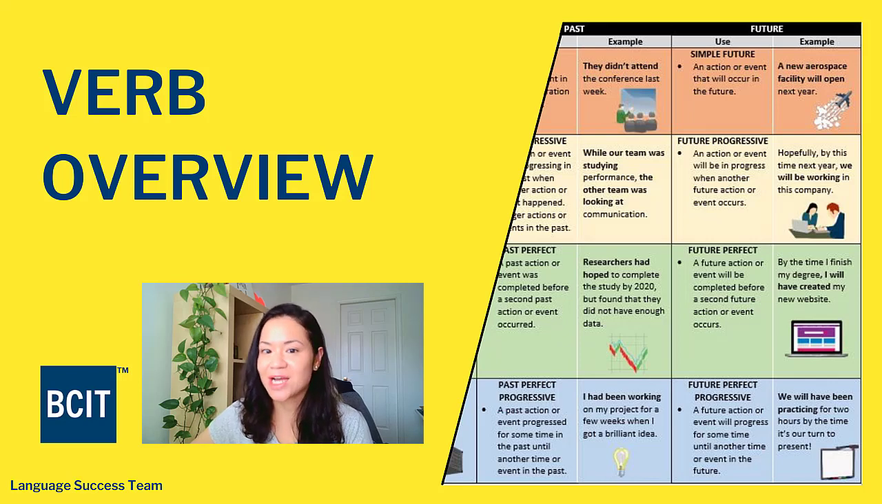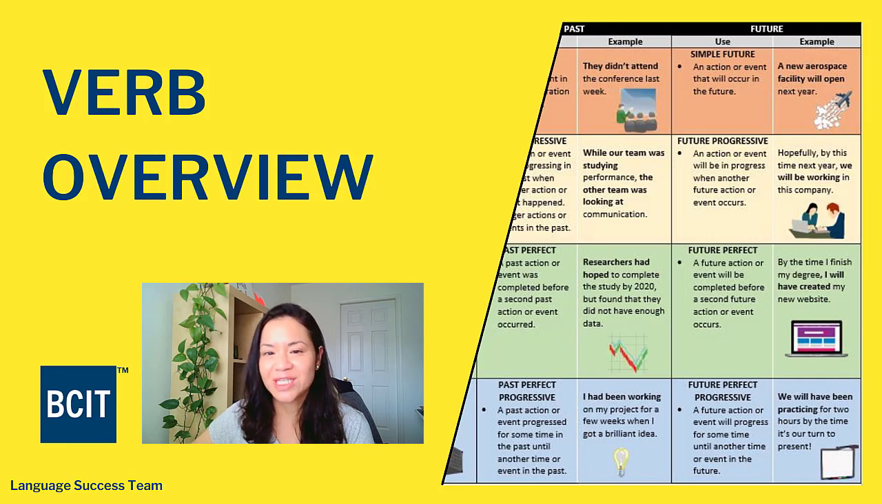Verbs convey when actions or events occur, how often these actions or events occur, and the relationship between actions and events. So verbs carry a great deal of information in our sentences. Knowing how to show specific, clear, and precise time relationships between events can help you express yourself in a sophisticated way in English. In this video, we'll review some important points about verbs such as tense, aspect, mood, and voice so that you can gain a big picture of verbs in English.